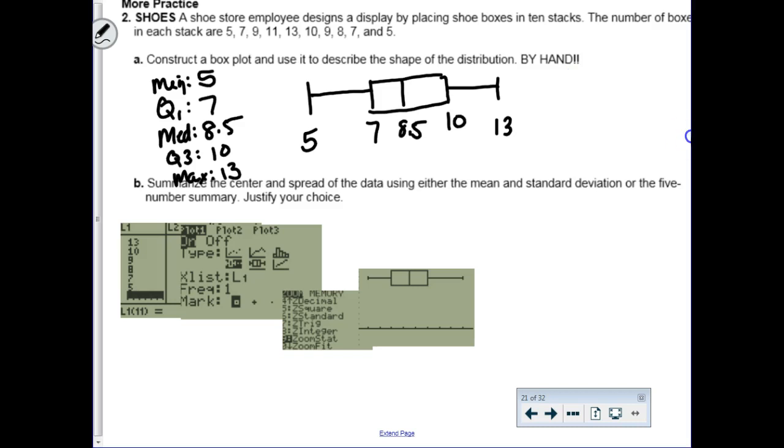You guys also wrote down the mean and the standard deviation. So they want me to summarize the spread of the data using either the mean and standard deviation or the 5-number summary. So let me show you a good answer for summarizing the data based on the mean and standard deviation, which I forgot what they were. What was the mean? 8.4? Okay. And then the standard deviation was 2 point something? 2.4? Okay.